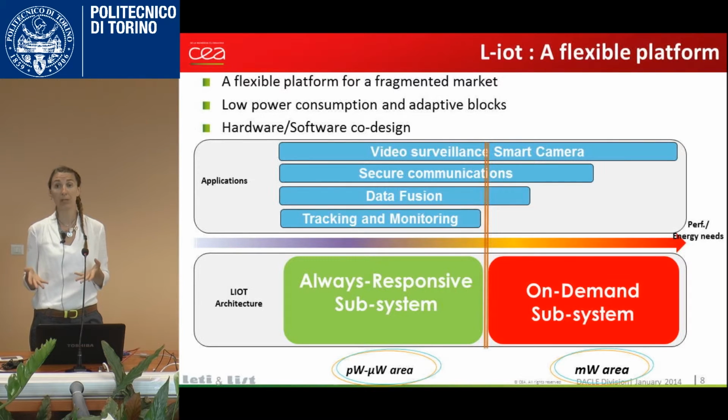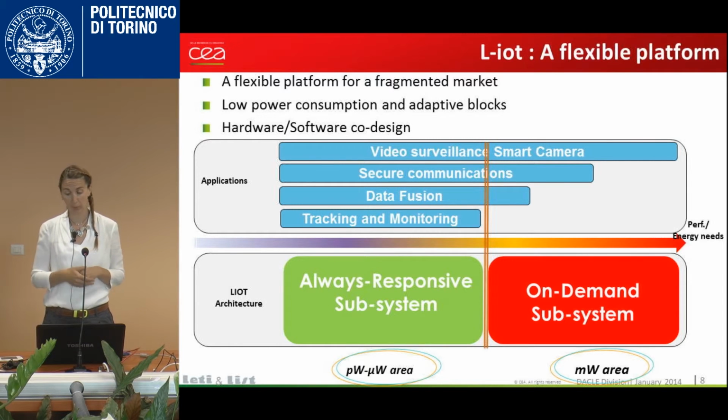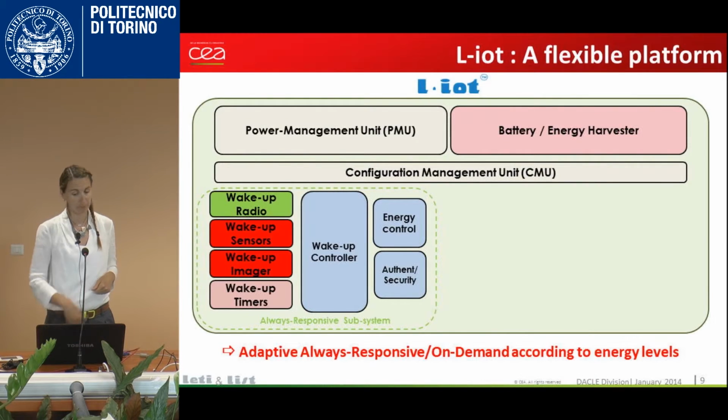On-demand subsystem is corresponding to a specific application, and depending on this application, we will develop this part of the platform accordingly. Of course, in terms of power consumption, the always responsive part is really low power, and the on-demand part can be less power consuming, but then it delivers all the application needs that we have.